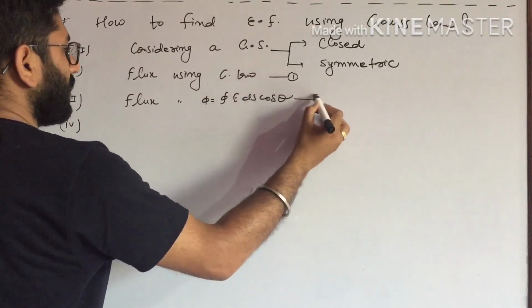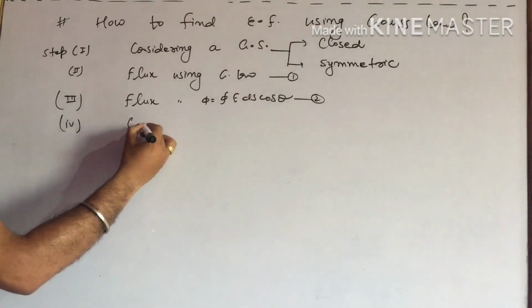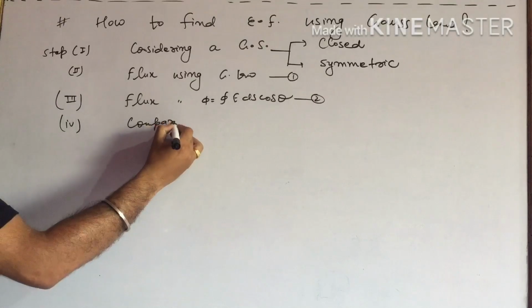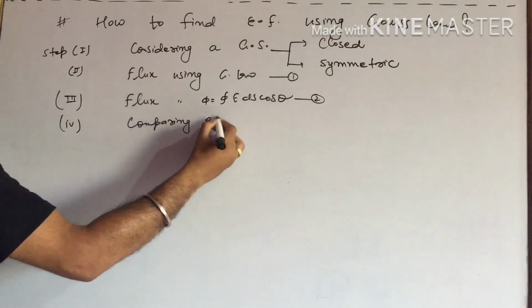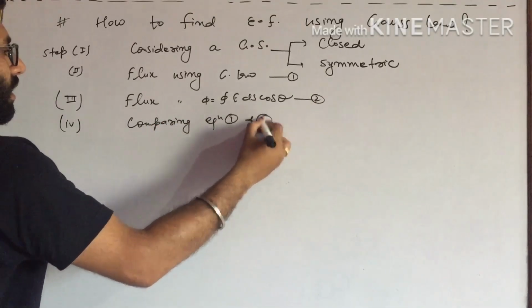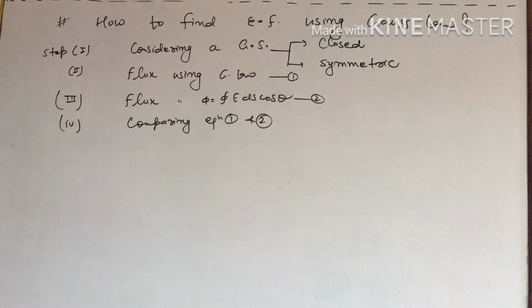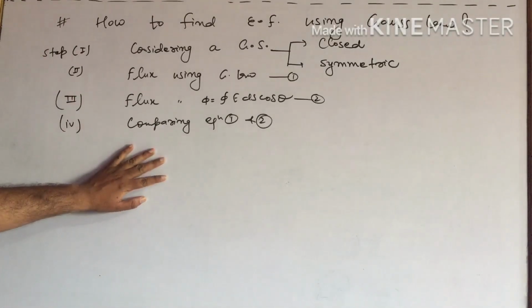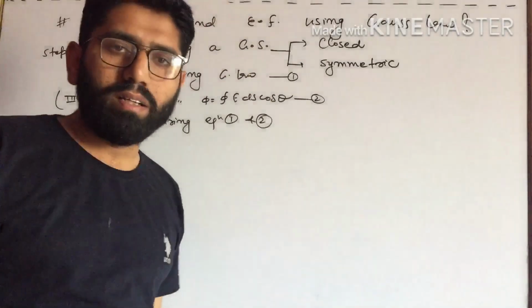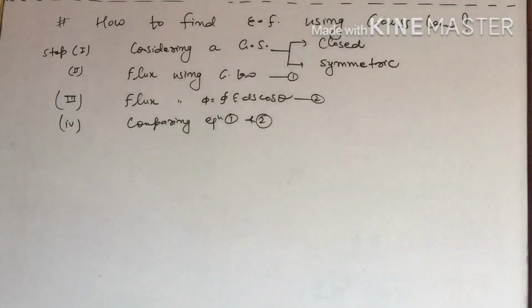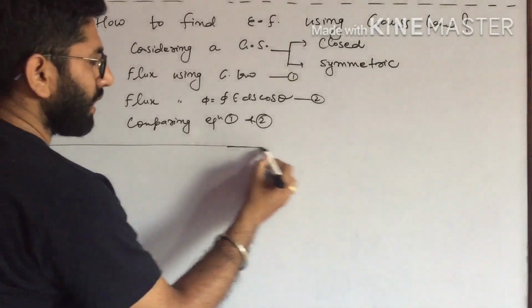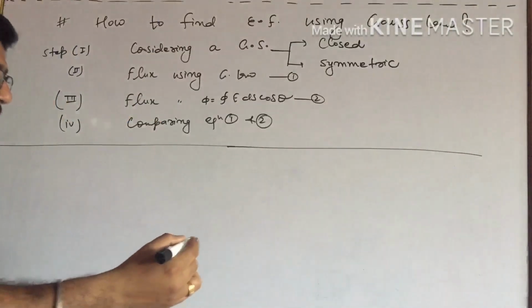Suppose this is equation 1 and this is equation 2. So in the last step, we will compare equation 1 and equation 2. These are the steps which we are going to follow while finding electric field using Gauss law. These steps will be more clear to you once we start using them. So let us discuss the first application now.